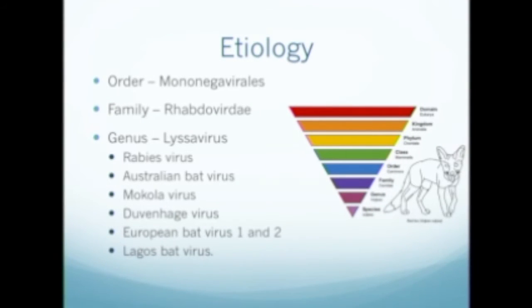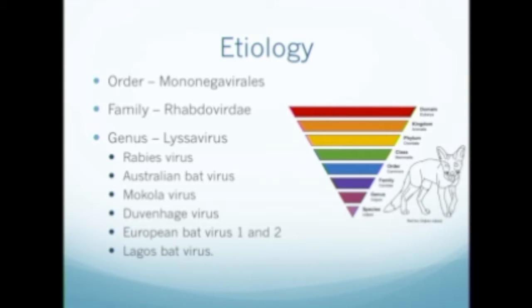So let's dive in. Etiology is the science and study of causes of disease and their mode of operation. The preferred scientific name for rabies is the rabies virus. Rabies virus belongs to the order of the Mononegavirales, hopefully I'm pronouncing that correctly, which are viruses with a non-segmented negative-stranded RNA genome. Rabies virus can be further classified as belonging to the Rhabdoviridae family of viruses and the genus Lyssavirus.